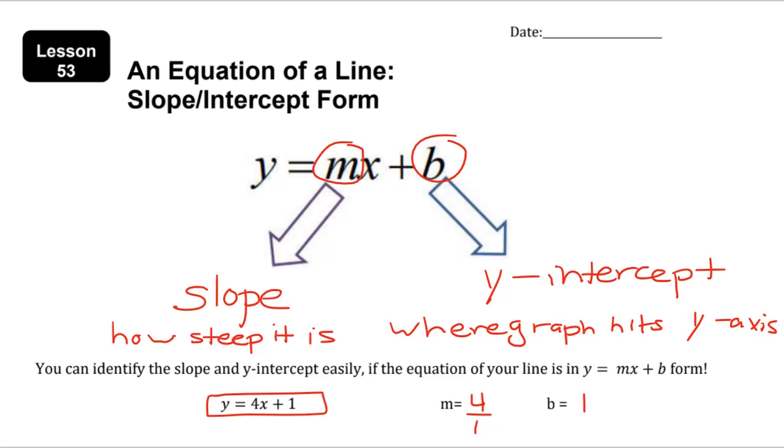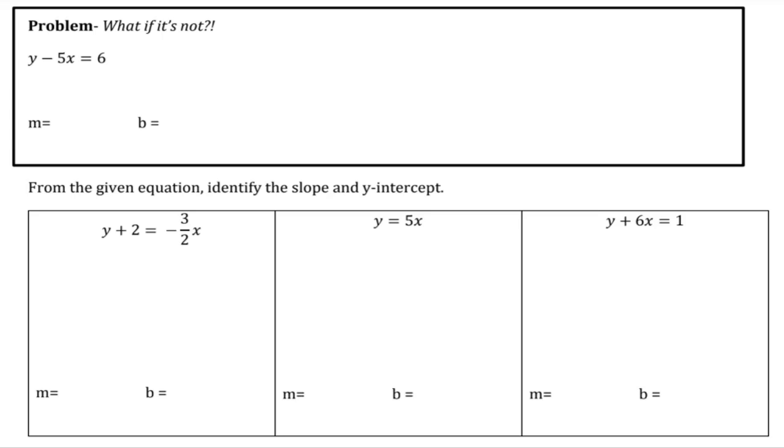But what happens if it's not in y equals mx plus b form? Let's see an example of that. So this equation, y minus 5x equals 6. Again, I want it to say y equals mx plus b. So what I really wanted to say is y equals. So I have to isolate my y. That means I have to get everything on the other side of that equal sign that isn't y.